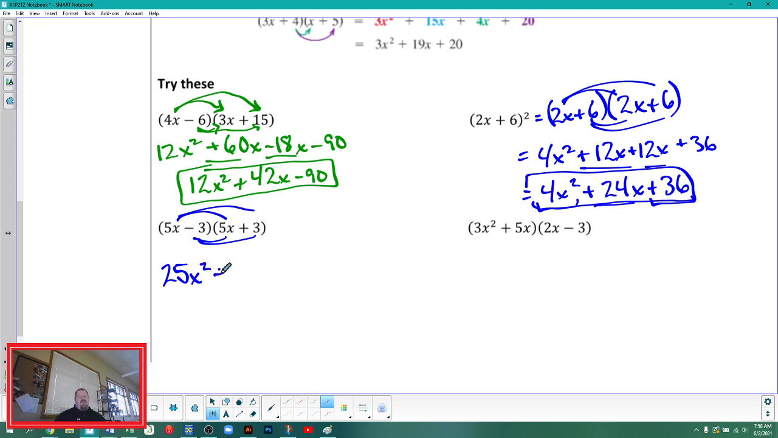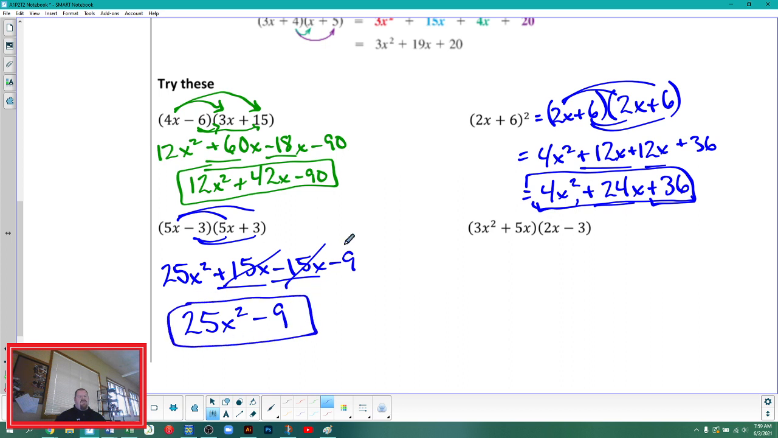5 times 3 is 15, and that has an x. Negative 3 times 5x is negative 15x, and negative 3 times positive 3 is negative 9. My like terms in the middle actually cancel each other out. I have a positive 15x and a negative 15x. So this one's definitely a special one in that it gives us only 2 terms as opposed to the 3 terms that the other ones had. But that's about the end of the interestingness that I really have.